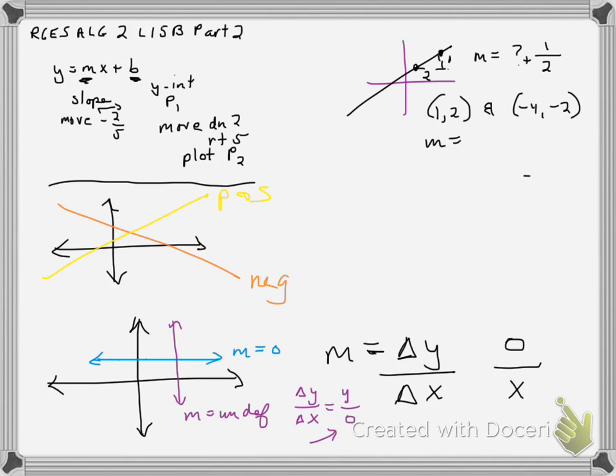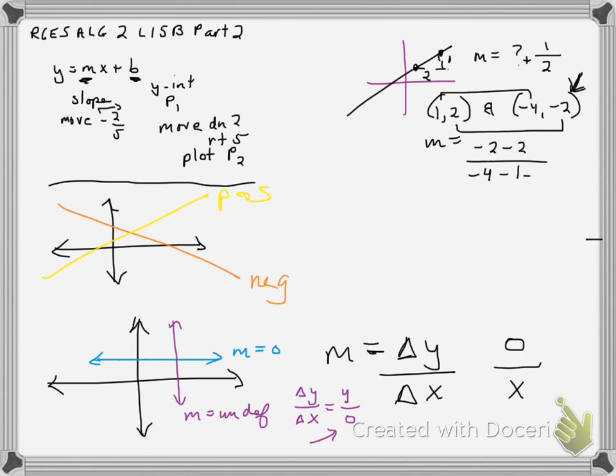Well, I would take the difference between the y values and the difference between the x values. And it doesn't matter if I go from the first point to the second or from the second to the first, but I always have to do it the same for both the x and the y. In other words, let's say I'm going to start with this point. I'd say -2, this is the y, -2 minus 2 over, start with the same point for the x value, negative 4 minus 1.